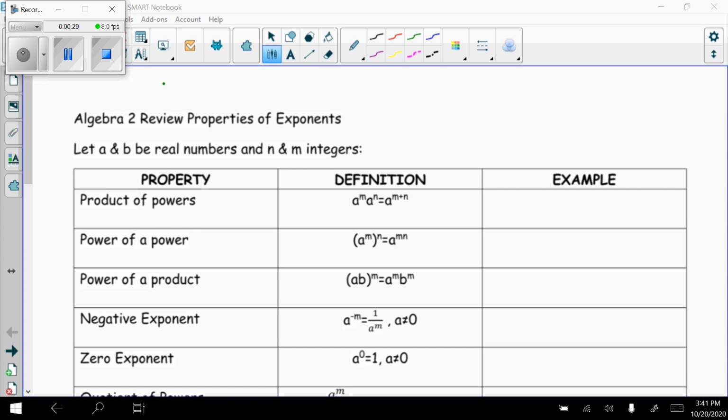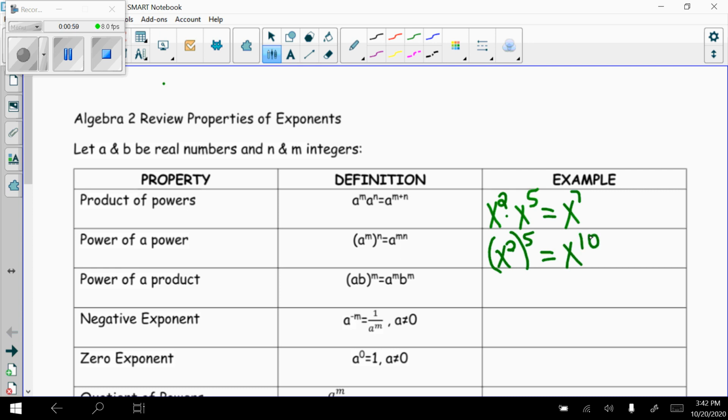So an example of that, I could look at x squared times x to the fifth would be x to the 2 plus 5, seventh, okay? Power of a power, I have one base, A to the M, all of that is raised to an exponent N, so I multiply my exponents. So here, if I had x squared, all of that to the fifth power, I would multiply 2 times 5 and get x to the 10th.